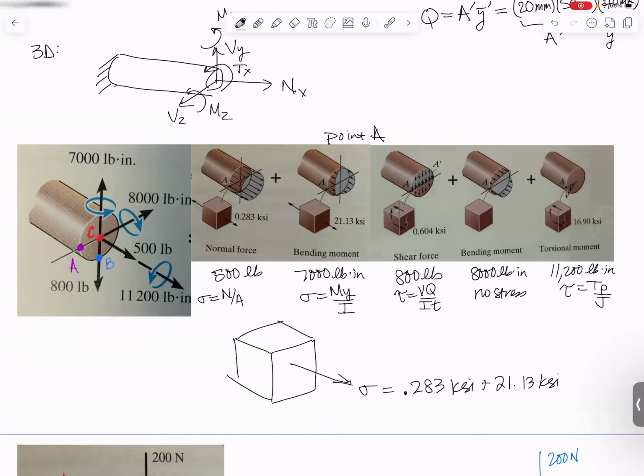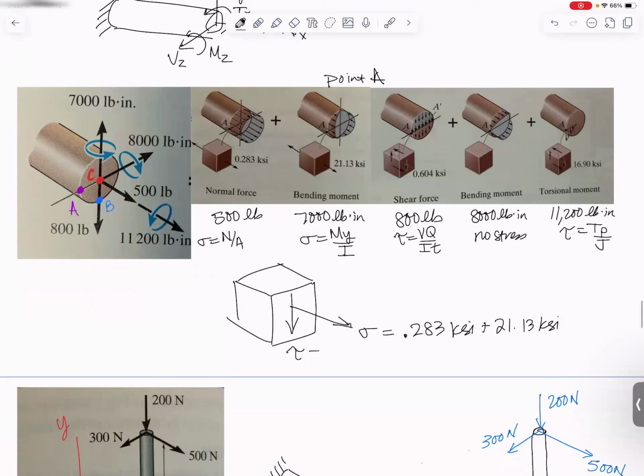And then for shear, let's look at the shear. This shear is causing me to go downward at point A, 0.604, and this shear is also causing downward at point A, 16.9. So my shear stress on that front face that I'm looking right at is going to be downward. I'll end up with tau equals 0.604 plus 16.90, and it's all in ksi. And it's not a good idea to leave that shear stress all by itself. Remember that the shears are always going to have tail to tail, head to head, friends, to keep it in equilibrium. And I don't usually bother drawing the arrows on the back side because the picture just gets really cluttered if I try to.